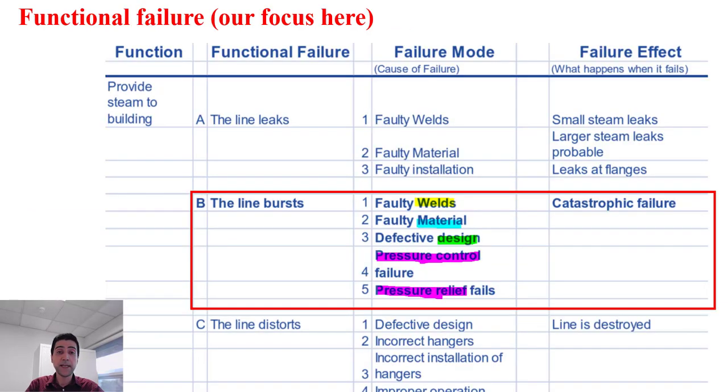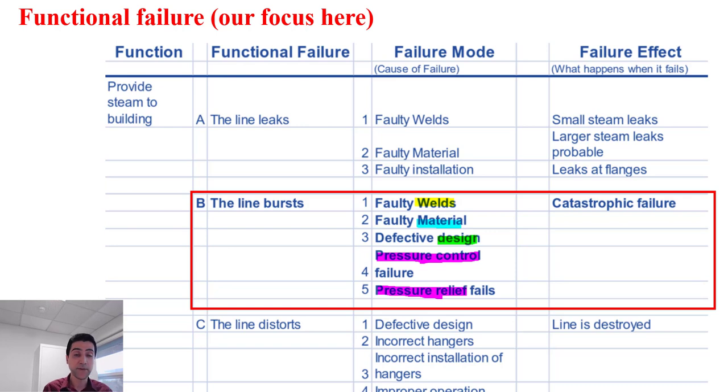We can then look into different failure modes and the failure effect. We can see that the catastrophic failure is related to burst, which is understandable. So leak and distortion are more manageable failures, but burst is resulting in a catastrophic failure.